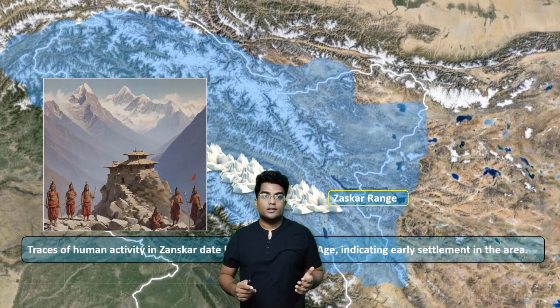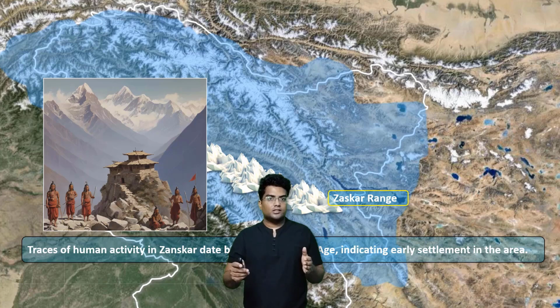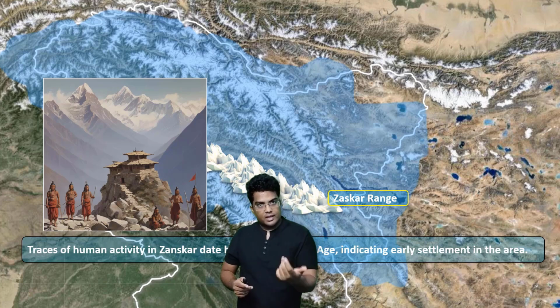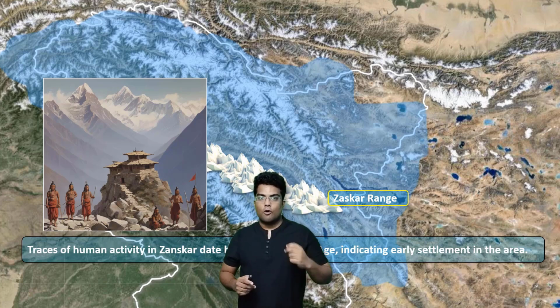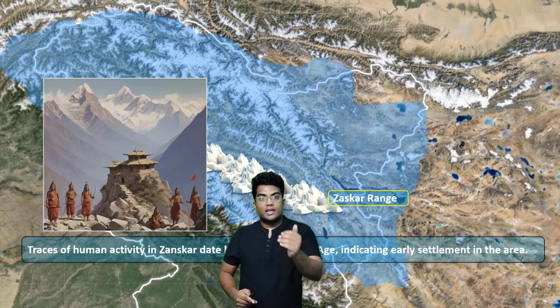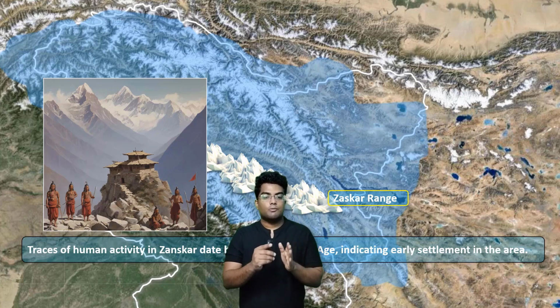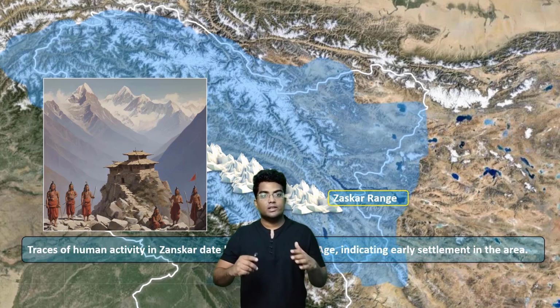All right, moving on. So we are going to discuss some parts on the culture and heritage and history of Zaskar. Now remember this, the Zaskar range is famous because they had found deposits of copper. Okay, there are deposits of copper, and that's why the Bronze Age actually flourished here. Okay, there was human activity in the Bronze Age in the Zaskar range.